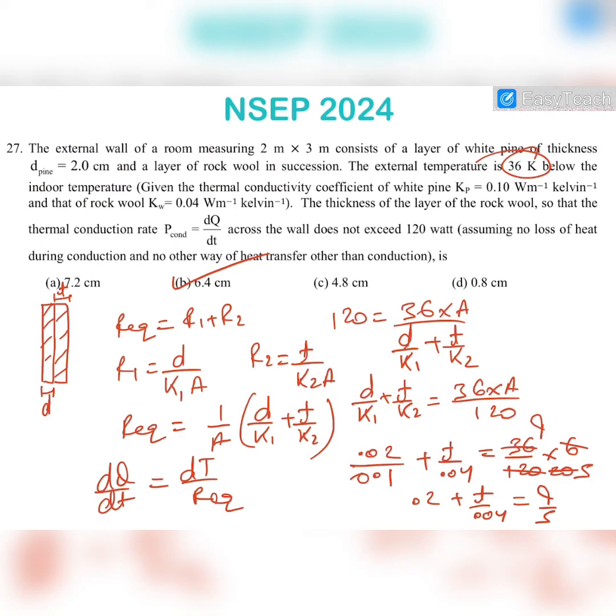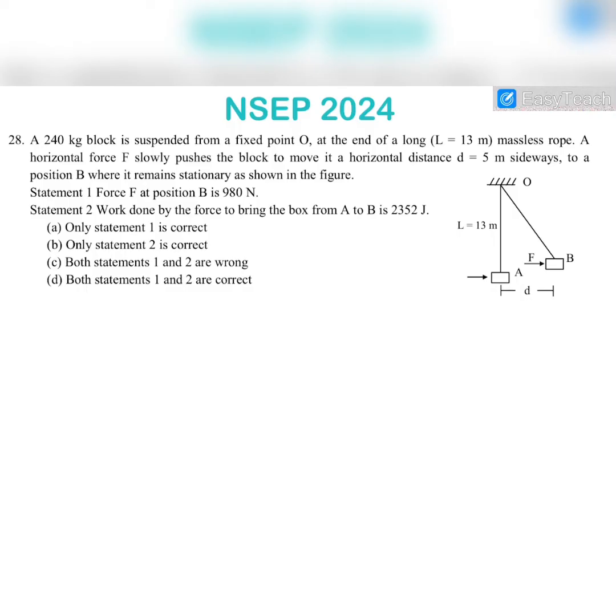Now let us move on to the next question. In this question, you can see that there is a 240 kg block suspended from a fixed point O with a string of length 13 meters, and the string is massless. A horizontal force F is applied on the block in such a way that the block moves very slowly from this position to this position. D is given as 5.